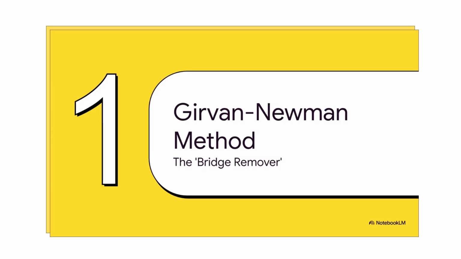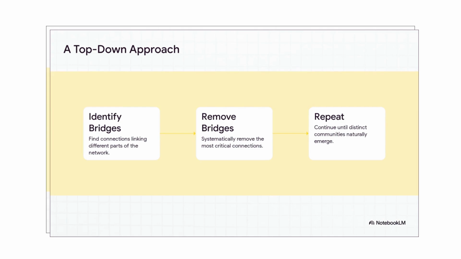Okay, our first detective is the Girvan-Newman method, and I like to call this one the bridge remover, because its entire strategy is about finding what holds the network together and then, well, taking it apart. Here's how it works. First, it scans the whole network and finds all the bridges. Those are the connections that are most important for linking different parts of the network. Then it strategically removes the most critical bridge, and it just keeps doing that over and over, cutting away the connections between groups until the network naturally falls apart into its separate communities. It's what we call a top-down approach.